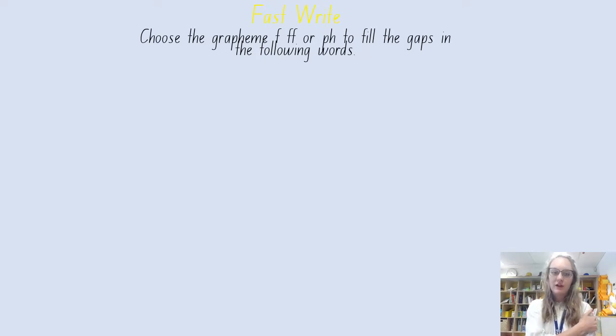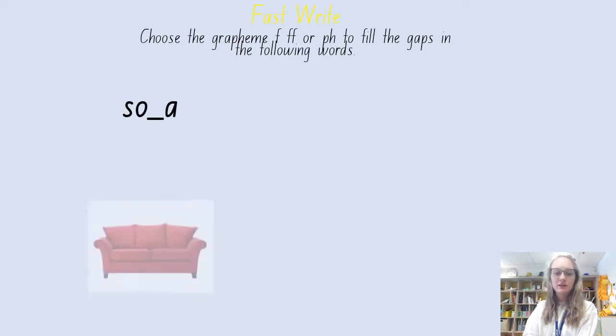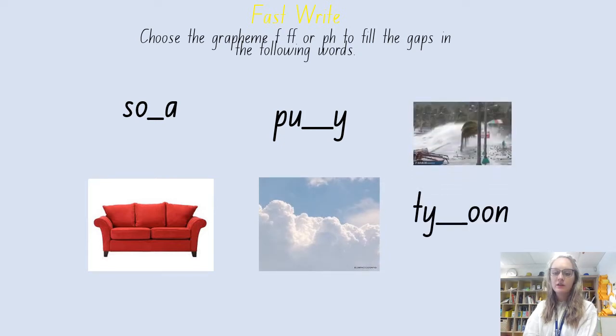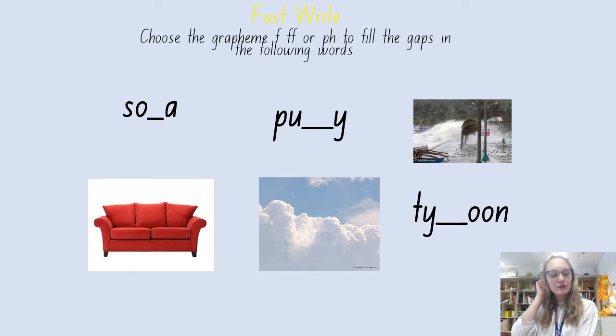I would like you to choose the grapheme F, double F, or PH to fill in the gaps for the following words, okay? So we have sofa, puffy, typhoon. I want you to focus on those 3 first. So sofa, puffy, typhoon. I know the middle one straight away because it is a short vowel, so I need to have a double letter there. So I know straight away that the middle one is going to be double F. Sofa and typhoon. Remember, I gave you a clue in the beginning of this PowerPoint that typhoon has a PH in it, okay? So that means there's only one left for sofa.